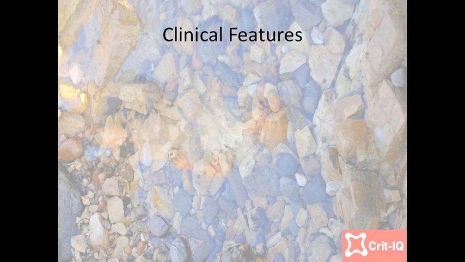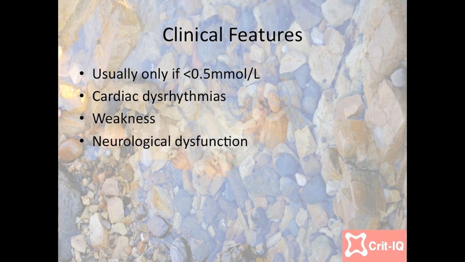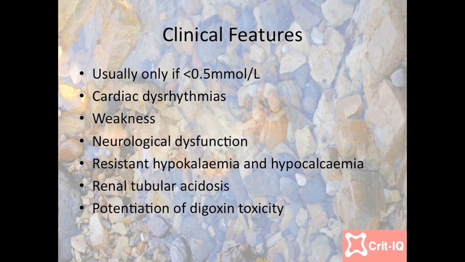Clinical features are uncommon and usually develop only at levels less than 0.5 millimoles per litre. Common manifestations include atrial fibrillation or torsade de pointes, weakness and various neurological disturbances, and resistant biochemical abnormalities such as hypokalemia and hypocalcemia. Type 1 renal tubular acidosis may also develop, and hypomagnesemia may exacerbate digoxin toxicity.